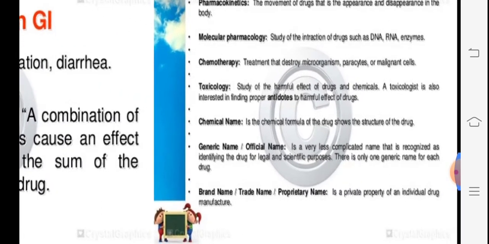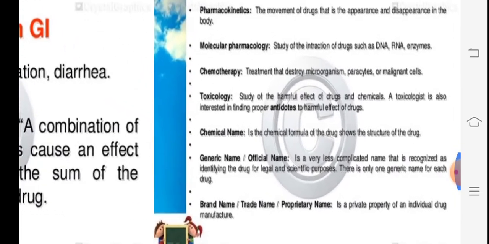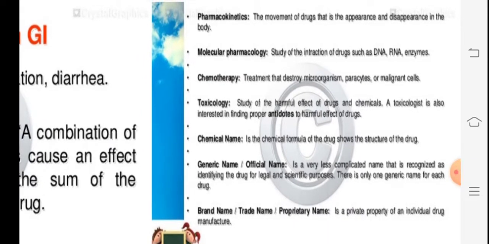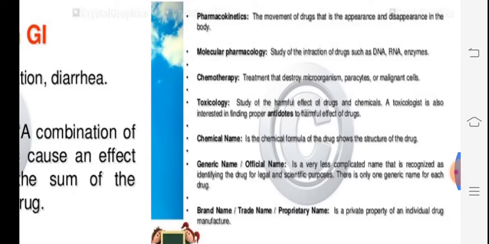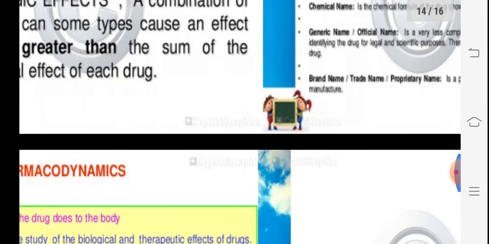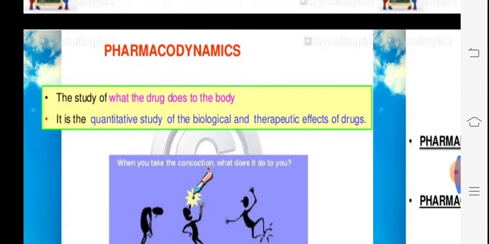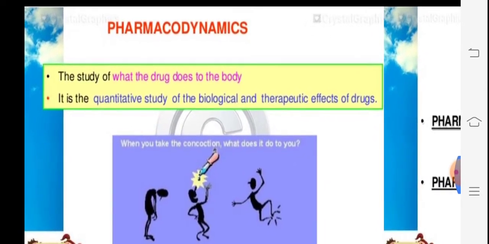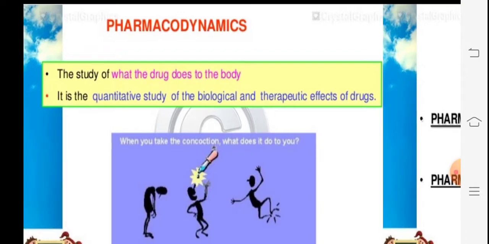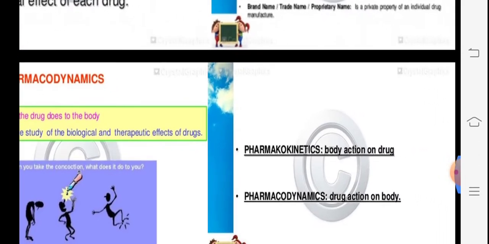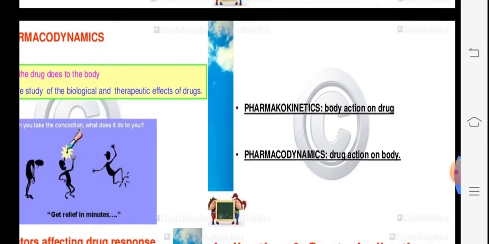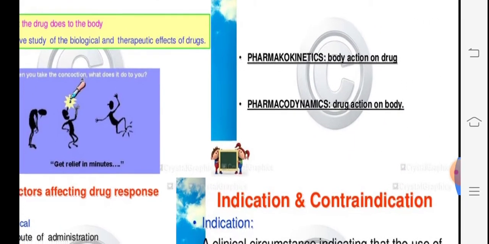So pharmacokinetics, then molecular pharmacology, the effect on DNA or RNA, and toxicology, the harmful effect due to drugs. Then chemical names are there. Nowadays different companies are there, and their proportions are different. Then the second part is pharmacodynamics. It is the study of what the drug does to the body. We have already seen it at the start. Suppose there is relief in minutes, and therefore pharmacodynamics is also important.